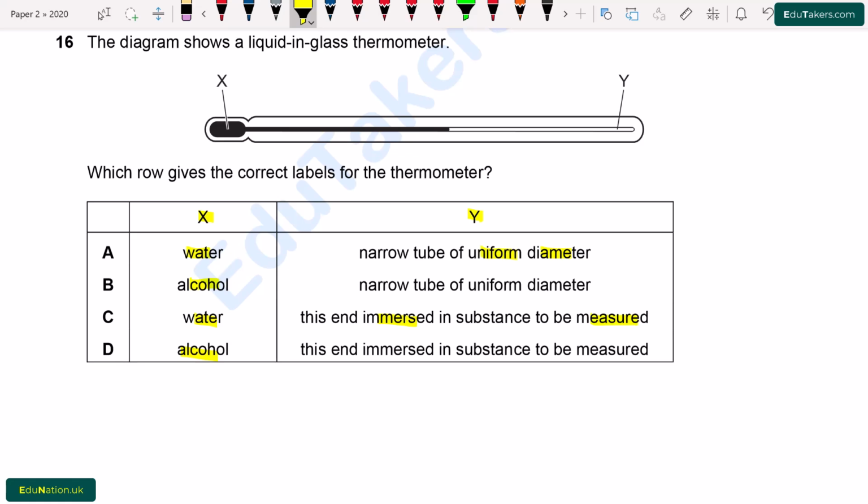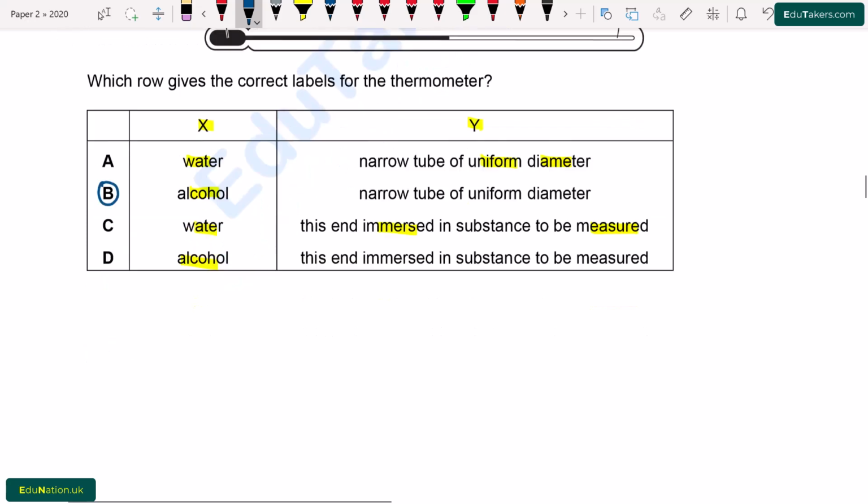So first of all, alcohol is used in the liquid in glass thermometer because it expands maximum when we increase the temperature. Also, the narrow tube of uniform diameter makes the liquid in glass thermometer more sensitive, due to which option B is correct, which shows that X is alcohol, Y narrow tube of uniform diameter.